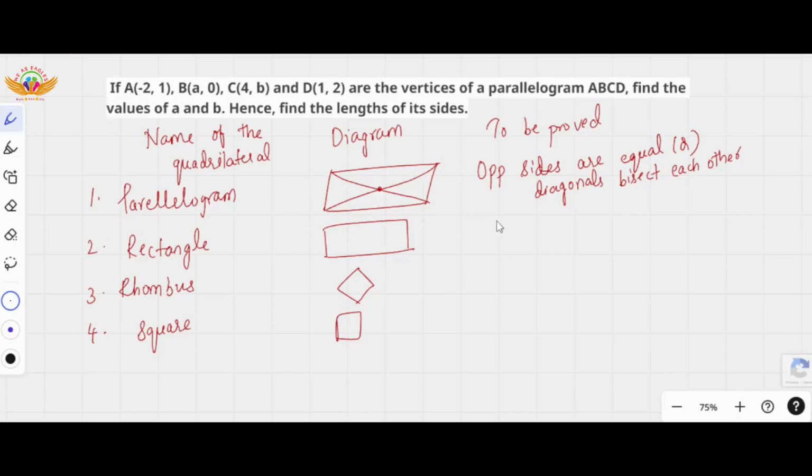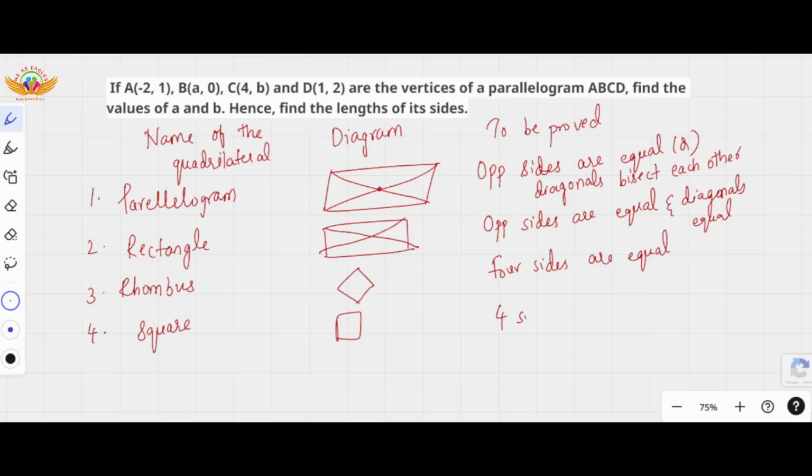Okay. And what about rectangle? You all know about rectangle. Opposite sides must be equal, and also diagonals must be equal. Done. So these are the diagonals of rectangle. Even they also have to be equal. And coming to rhombus, only four sides will be equal, not diagonals. Four sides are equal. Coming to square, both four sides are equal, also diagonals. That is the difference between rhombus and square, okay? In square, diagonals are also equal.